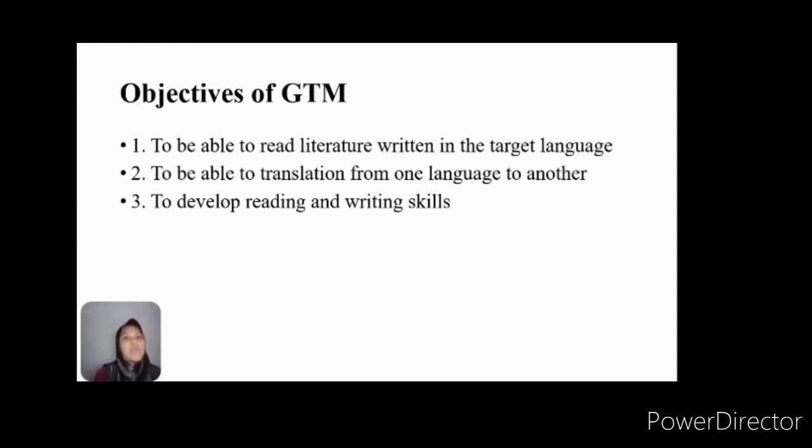Okay, next we have objective of GTM. There are three goals in GTM method. The first goal is to be able to read literature written in the target language. The second is to be able to translation, like the method name, grammar translation method, translation from one language to another language. And the last goal is to develop reading and writing skills.